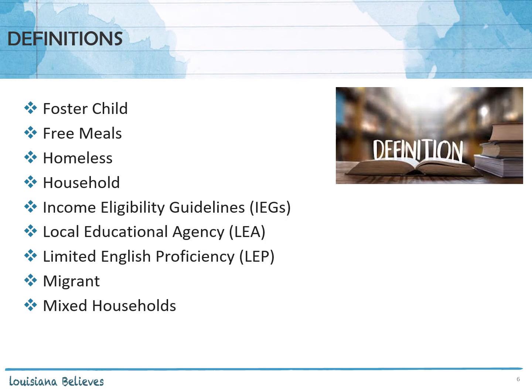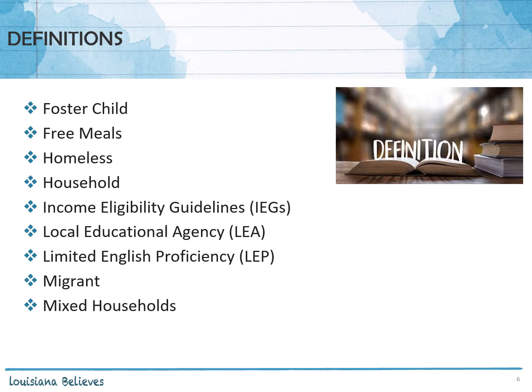Homeless. An other source categorically eligible program designation for a child who is identified by the LEA's homeless liaison or by an official of a homeless shelter as lacking a fixed, regular, and adequate nighttime residence. Household. A group of related or non-related individuals who are living as one economic unit. The term family has the same definition as household under 7 CFR Part 245.2.